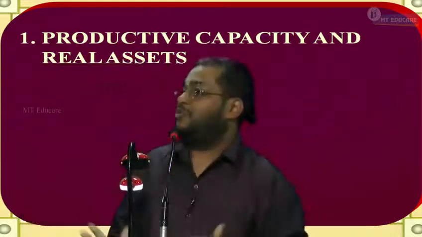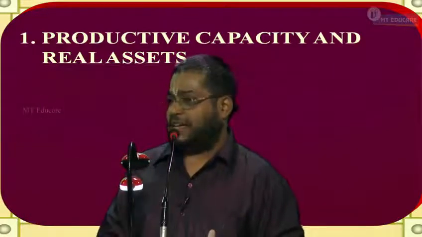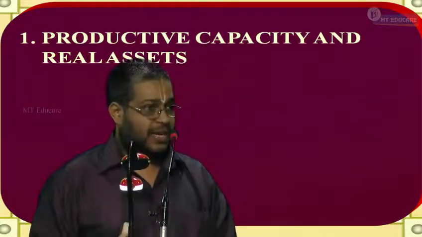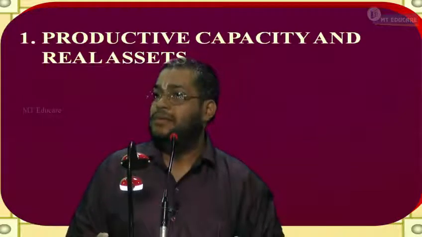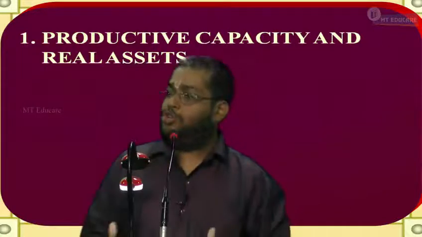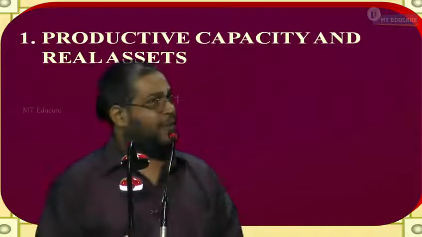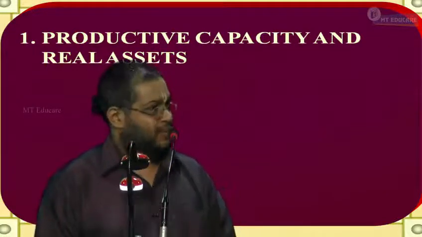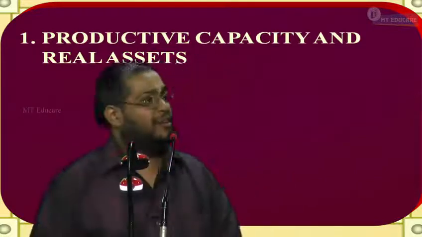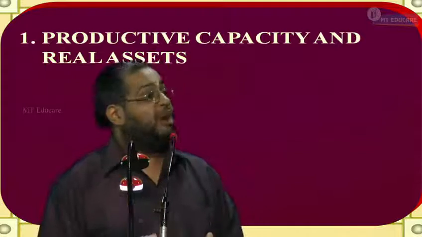So these resources we call the productive capacity of a country. Some countries may be blessed with a lot of natural resources, like the Gulf, which has oil. Some countries have very good human resources, like Japan, which has a very skilled labor force. Some countries have good technology, like the US and so on. So India has a mix of all these things.